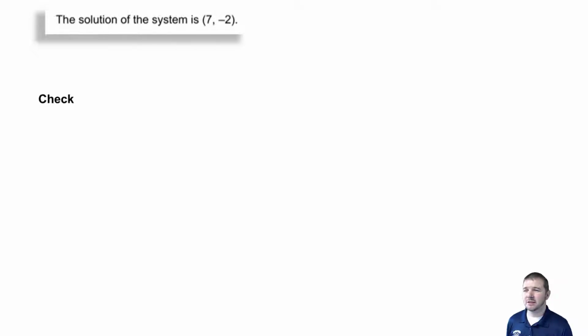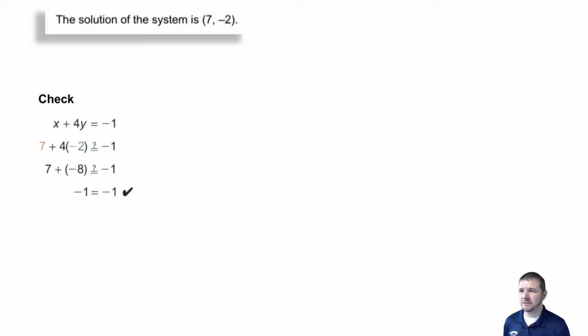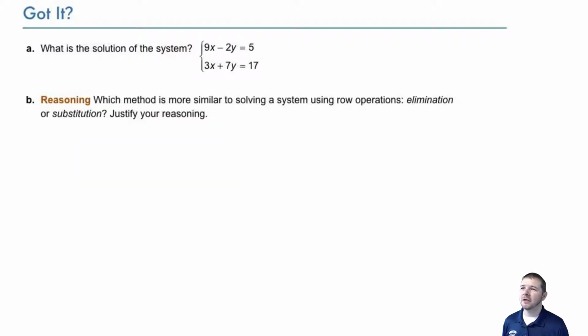And we'll check the solution, 7, -2, by substituting into the original system of equations. The first equation checks out, and the second equation checks out. So our solution checks.